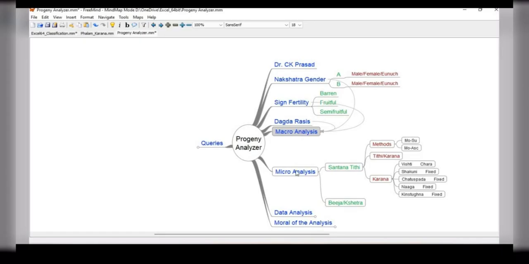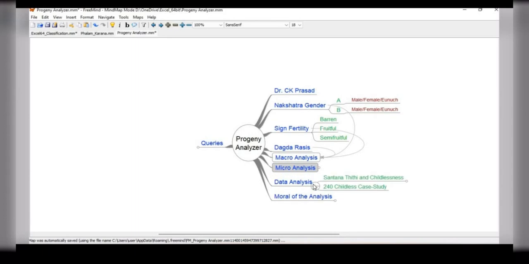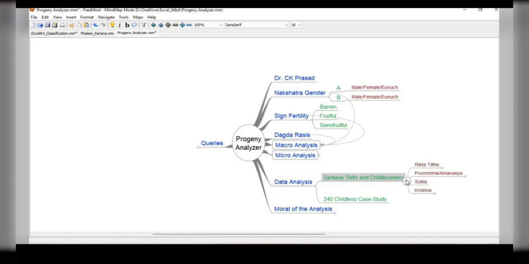We have these things in Excel, and since we have done all this in Excel, it allowed us to do a data analysis. Mainly I have done it based upon Santana Tithi and how that affects. We will find out that some of the Rikta Tithis are really bad: Purnima, Amavasya, Shukla Paksha and Krishna Paksha.